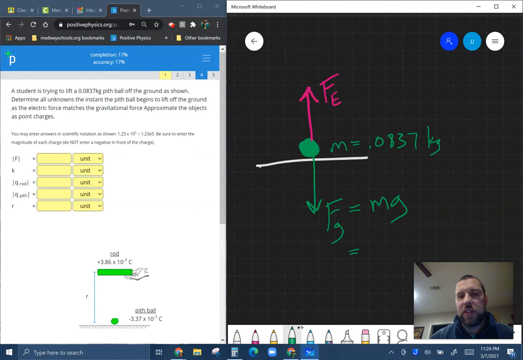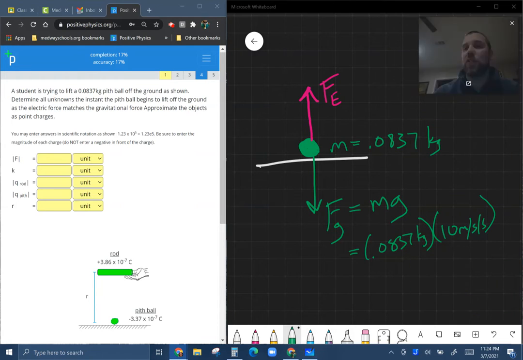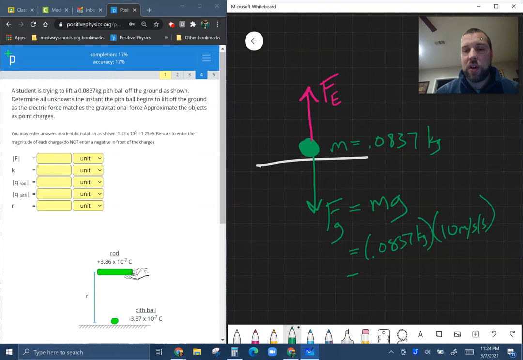Now this is Positive Physics, so the g is always 10 for what we're doing, because we're estimating anyway. 10 meters per second squared, or newtons per kilogram, since we did some gravitational field strength work. So I have a gravitational force of 0.837 newtons, which is also going to be equal, by definition of the problem, to my electric force.